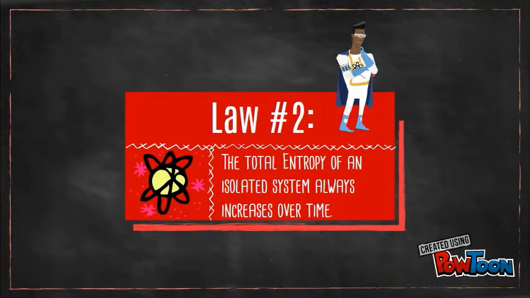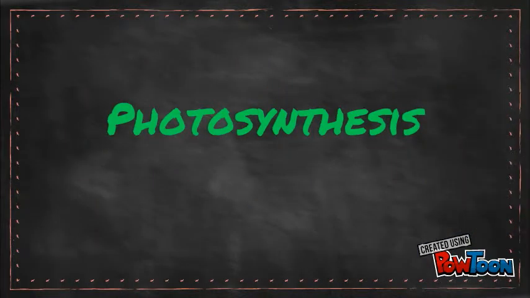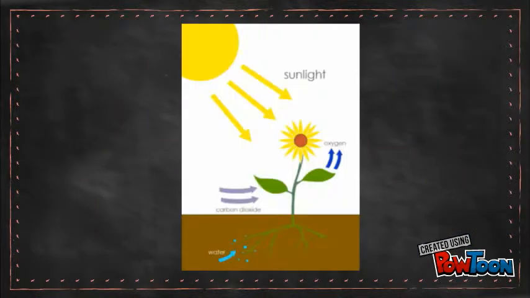The increase in entropy accounts for the irreversibility of natural processes. Photosynthesis is the first step in the energy cycle. It is the process used by plants and other organisms to convert light energy into chemical energy that can later be released to fuel the organism's activities. Plants use sunlight to synthesize foods from carbon dioxide and water.